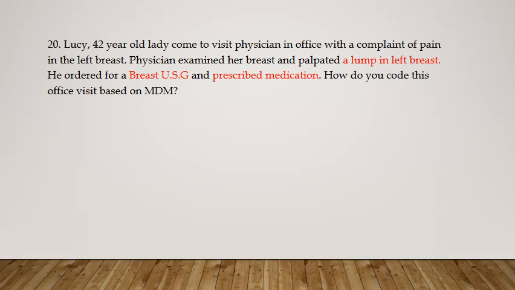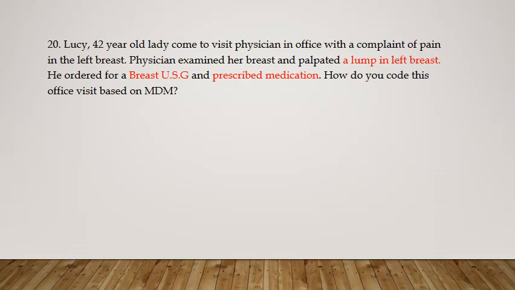Okay, so what is the problem? The main chief complaint was a pain in the left breast, and the physician has concluded it as a lump in the left breast. So the lump in the left breast is just a differential diagnosis. Which means that lump can be a tumor, it can be a cyst, it can be something else. The final diagnosis is not clear. The final diagnosis will be clear only after the result of the breast USG is viewed.